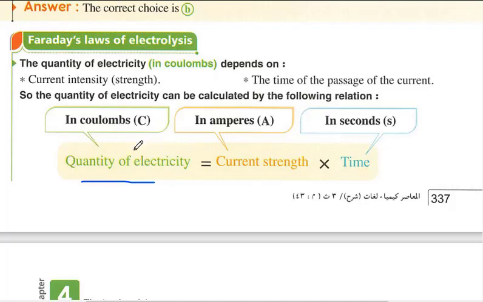The quantity of electricity equals the current intensity or current strength, measured in ampere, multiplied by time in seconds. So the quantity of electricity in Coulomb equals the current intensity I multiplied by the time in seconds. This is a very important relationship with which we can calculate the quantity of electricity required to separate, evolve, deposit or liberate any of the substances on the anode or on the cathode.